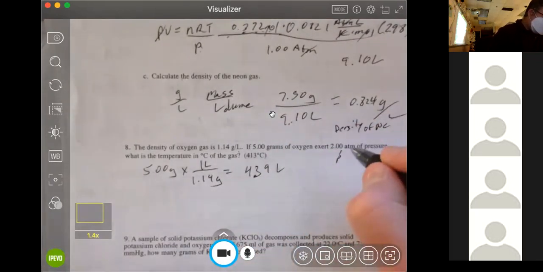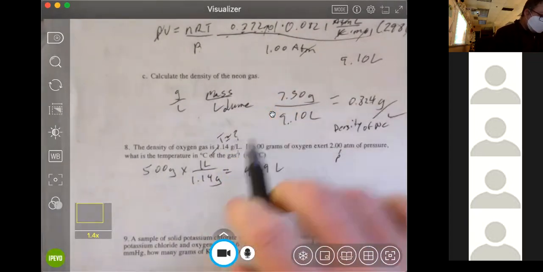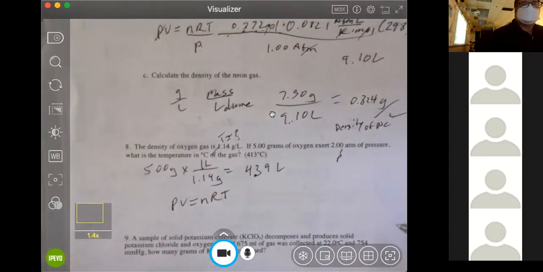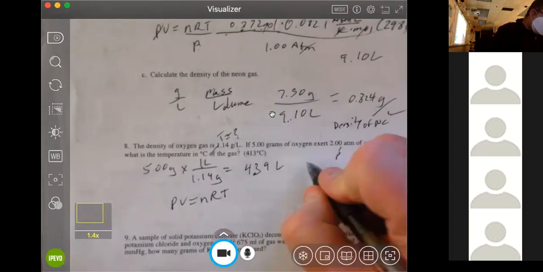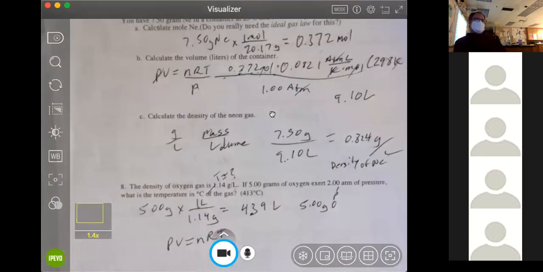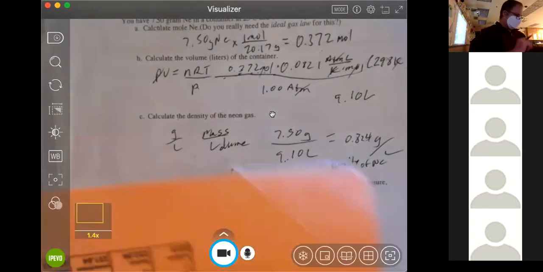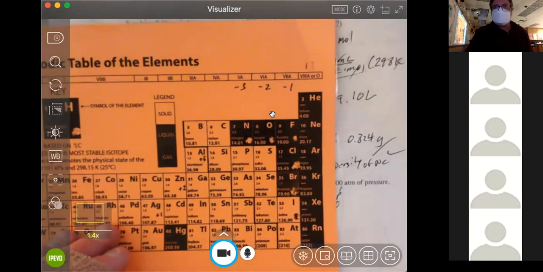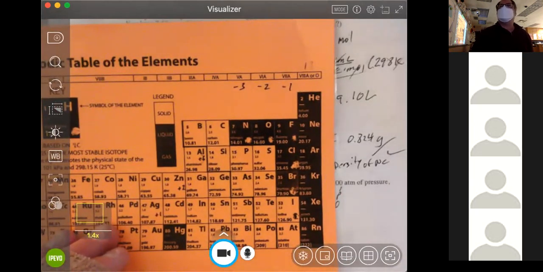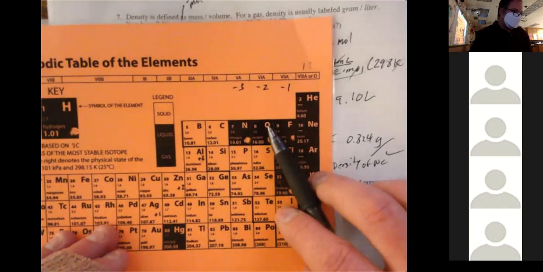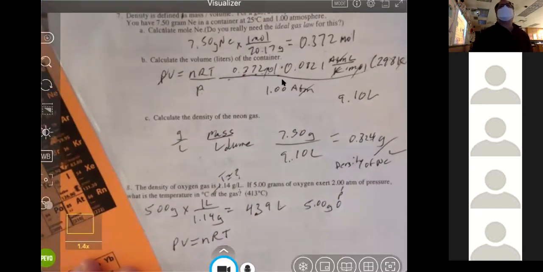We have the pressure. We want the temperature. We also need moles. To do PV equals nRT, we're going to need moles. Well, if we have grams, we have moles. 5.00 grams of oxygen. What do we know about oxygen? Looking at the periodic table, what is the formula for oxygen? Anybody? I'll open up the chat in case you're shy. There's oxygen on the periodic table. So its symbol is O, but it's not. What should it be?